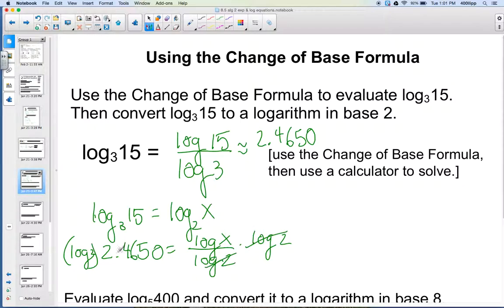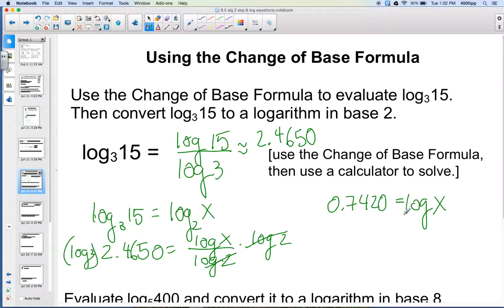So hopefully we didn't clear this out of your calculator. Don't clear it out of your calculator until you're done with the problem. So this will be times log of 2, and that will give us 0.7420, and that is equal to log of x. So we did log of 2 times 2.4650, we got 0.7420, and that's equal to log of x.